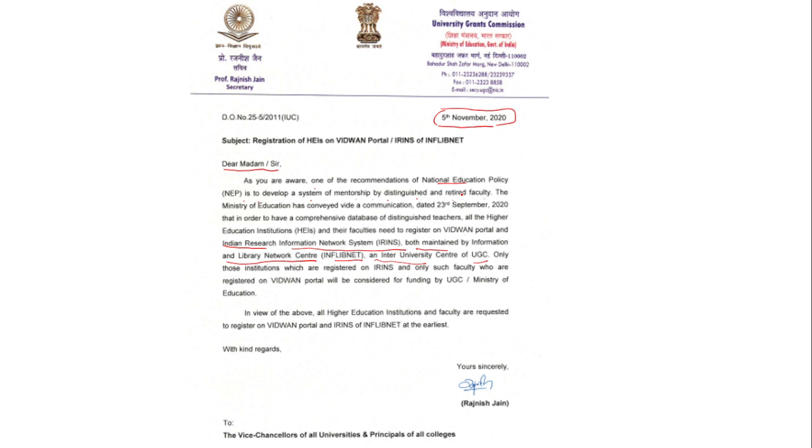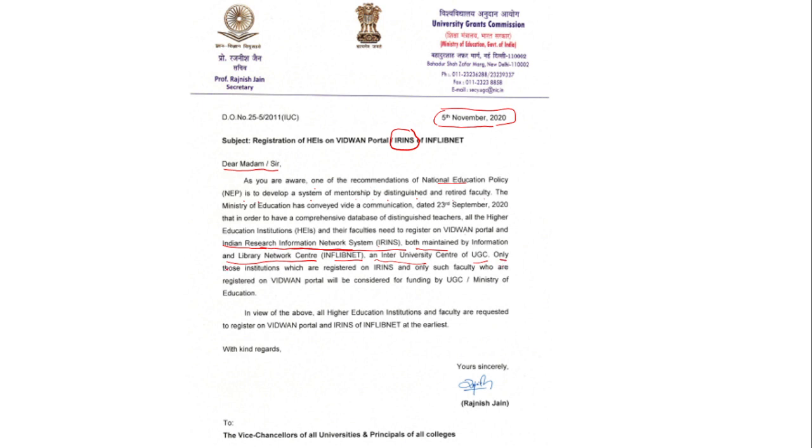So all the institutions have to register themselves on the IRINS. All the academic institutions, universities or research organizations have to register themselves on the Indian Research Information Network System, which is known as IRINS, and all the faculty members have to compulsorily register themselves on the Vidwan portal.